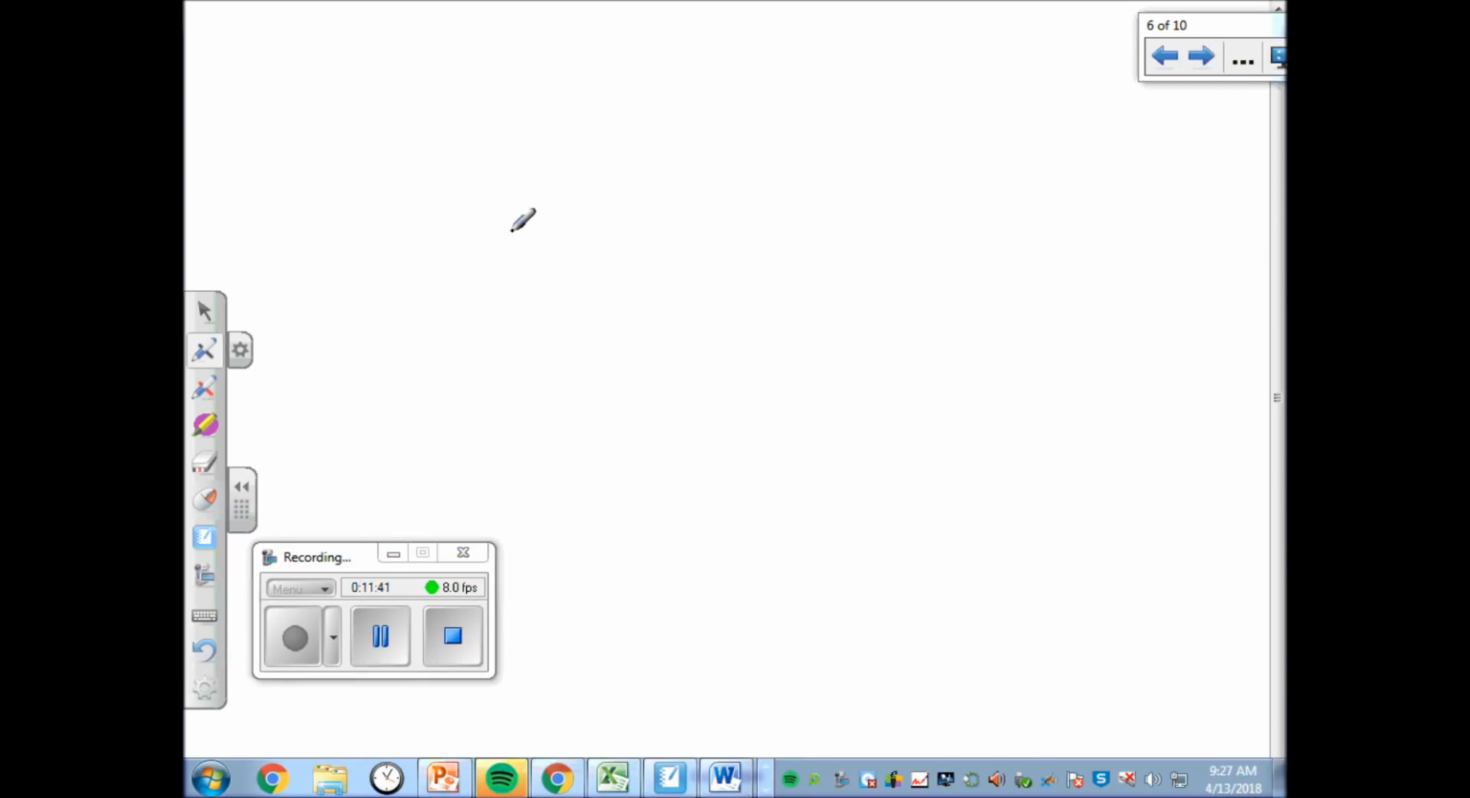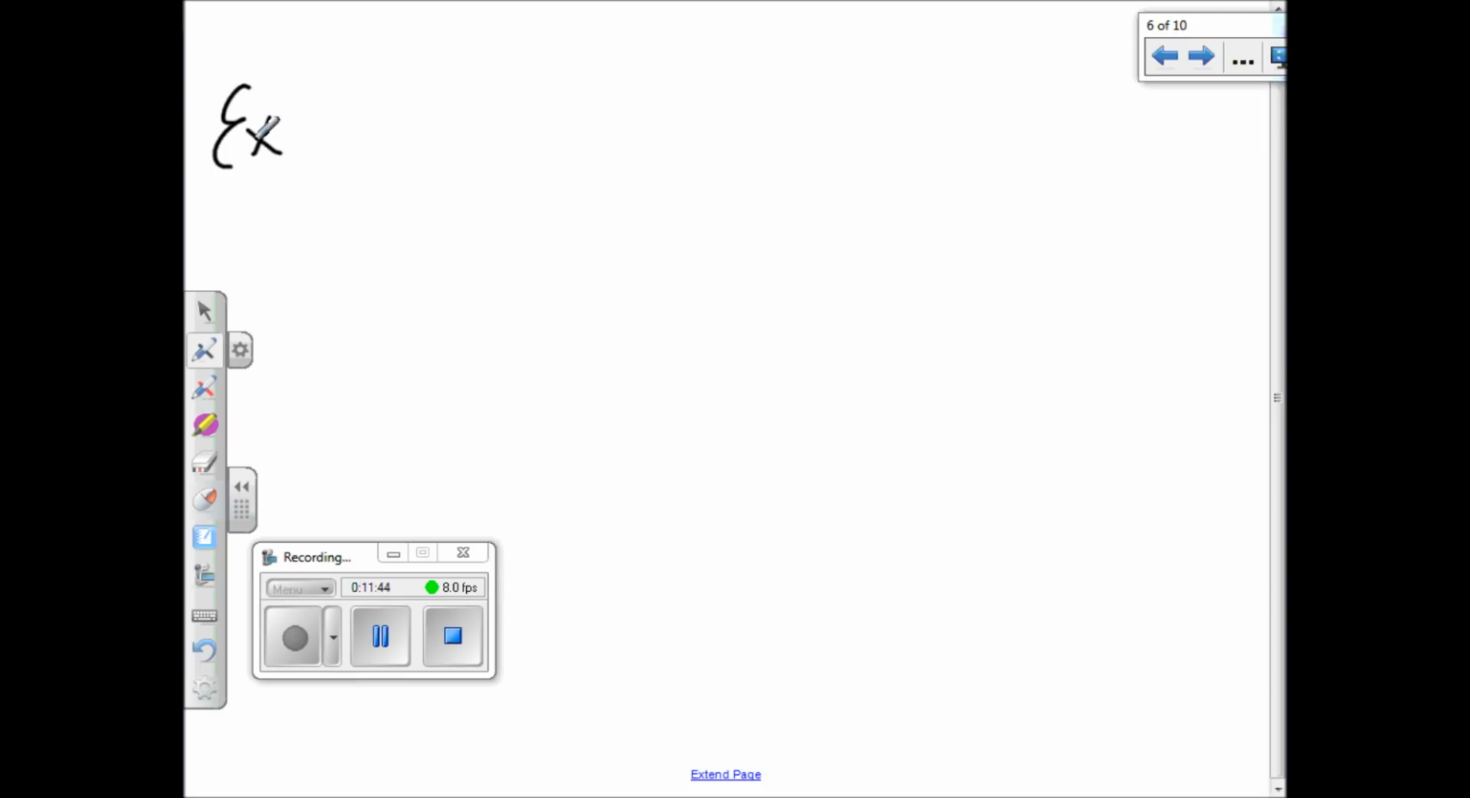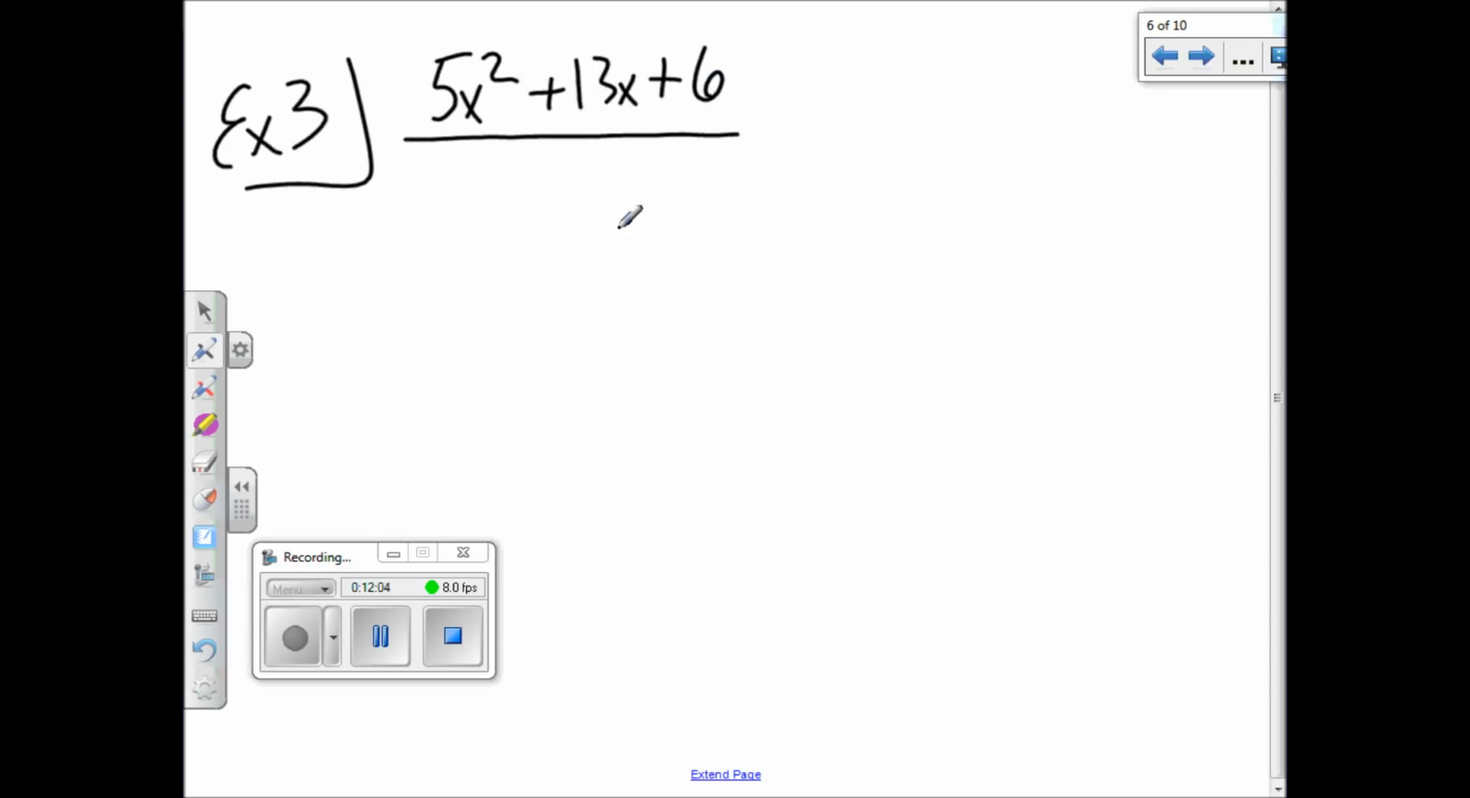All right, here's our example 3. And the directions are still the same, simplify, even though I'm not going to take the time to write that word every time. Directions are going to be the same. Let's simplify 5x squared plus 13x plus 6 over 9x cubed plus 24x squared plus 12x. All right, let's do this.